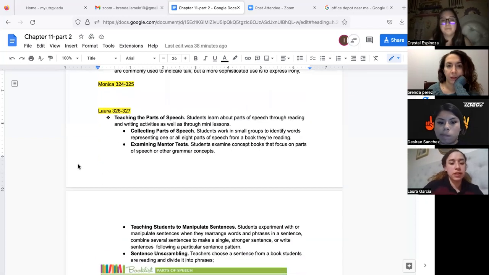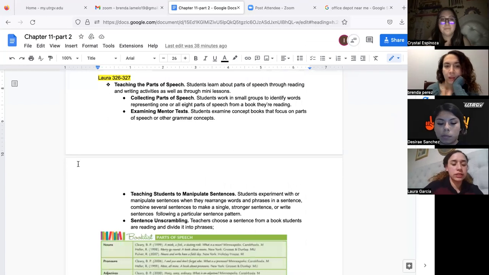My name is Laura Garcia. I did pages 326 to 327. I had teaching the parts of speech, where students learn about the parts of speech through reading and writing activities as well as through mini lessons. It contained collecting parts of speech, where students work in small groups to identify words representing one of all 8 parts of speech from a book they are reading.